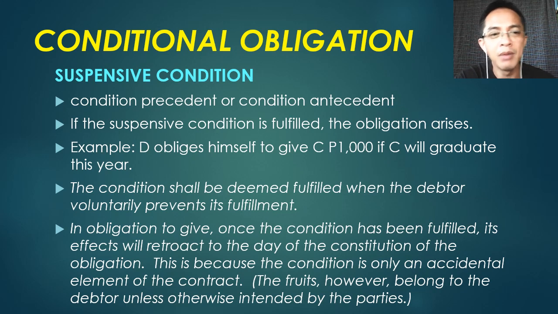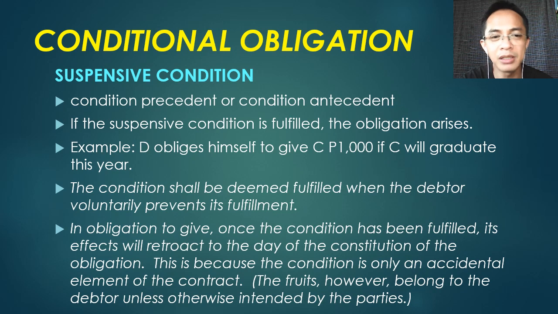Okay? Halimbawa, class, bigyan natin example na naman. Si D, nag-oblige siya to give C isang kambing kapag nag-graduate si C. Kunwari, nag-graduate si C. Then, the effect of the promise is babalik siya doon sa time na nag-promise si D. Okay? Because yung condition kasi nag-suspend lang sa obligation. Pero yung effect ng pagka-fulfill ng obligation will retroact to the day of the promise. And therefore, D is actually liable since the day na nag-promise siya.